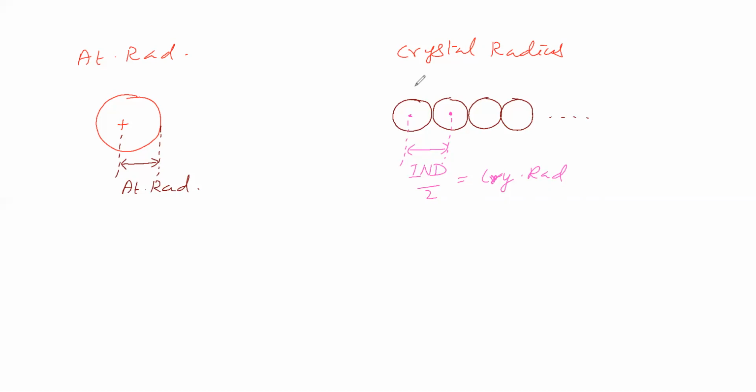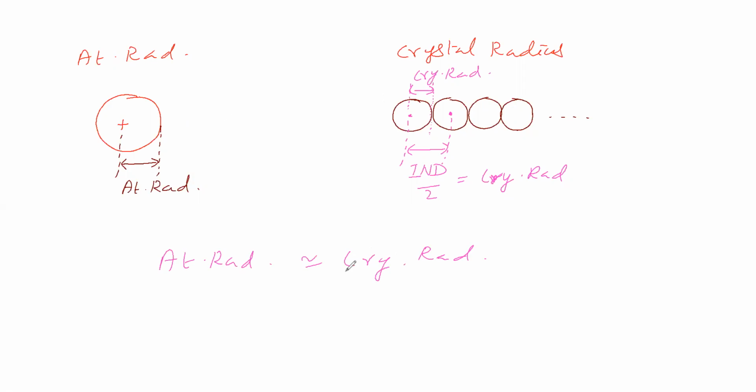So this half, how much is it? We take the center of the nucleus here and here, and half of it means this much. This is called the crystal radius. So how do the atomic radius and crystal radius compare? Atomic radius is nearly equal to crystal radius.